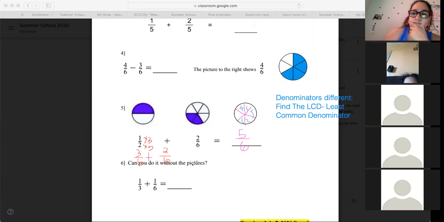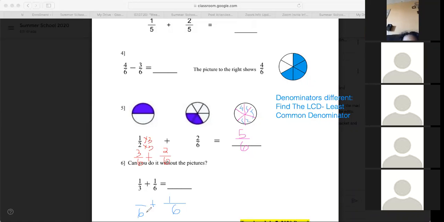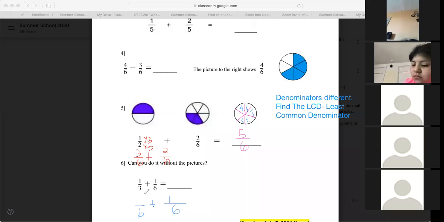Okay, there we go. Now it's the same thing, Omar. It says, can you do this without pictures? We got 1/3 and 1/6. Which fraction do I have to change now? 1/3. To what? 3 times 2 is 6, and then 1 times 2. Right. So to get from 3 to 6, you multiply by 2, which means 1 times 2 is on top. So I got 2/6 plus 1/6 is how much? 3/6. Okay. There goes that.